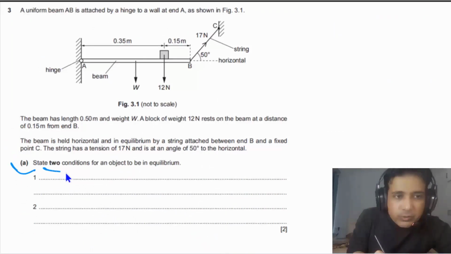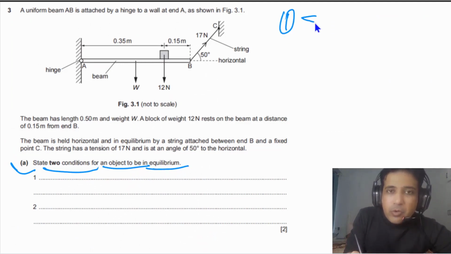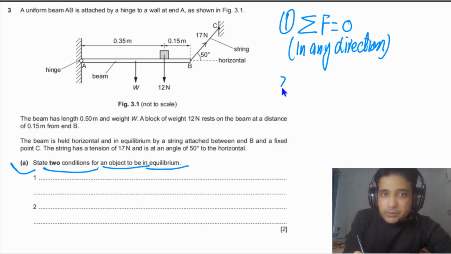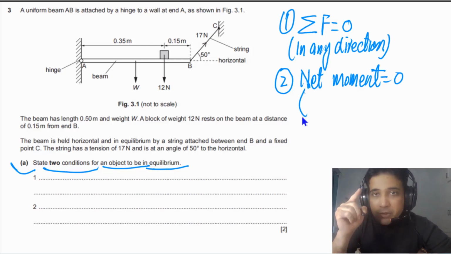For part A, we need to state two conditions for an object to be in equilibrium. Condition 1 is the sum of all the forces in any direction has to be equal to 0. So we can say the sum of all the forces in any direction has to be equal to 0. Or simply you can say the resultant force in any direction has to be equal to 0. So this is the first condition. And the second condition is the net moment has to be equal to 0 about any point. Net moment is equal to 0 about any point. Now simply you can say clockwise moment has to be equal to counterclockwise moment about any point.